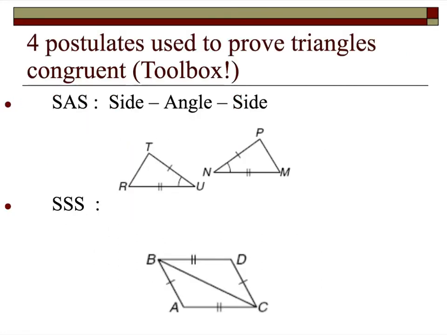All right, so first one, side, angle, side, abbreviated as SAS, is what you see right there in the picture. The order, by the way, very much matters. Side, then an angle, then another pair of congruent sides. So it's side, then angle, then side. The angle is between the two sides, as you see here in the abbreviation.